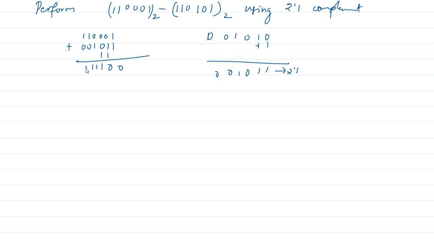If you observe now, how many bits are here for representing the minuend and subtrahend? 1 2 3 4 5 and 6. The result is also of 6 bits only. 1 2 3 4 5 6. What it means is that no carry is generated, correct? Here there is no carry at all. So if no carry is generated, what we have to do now?